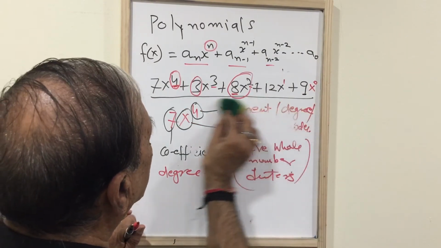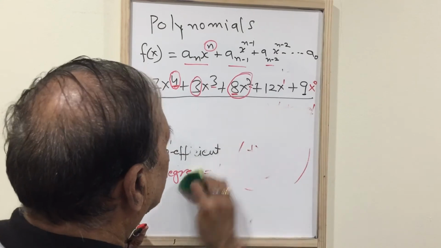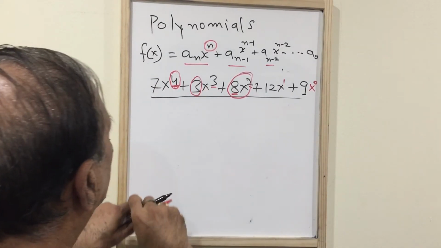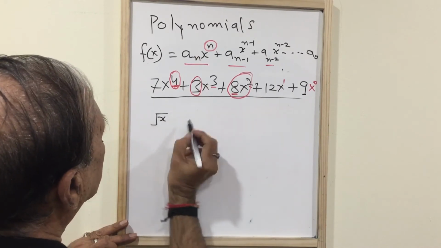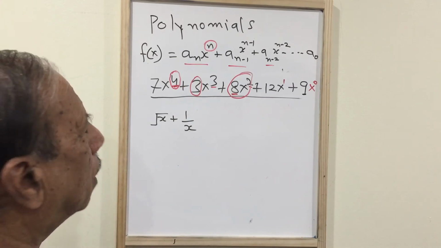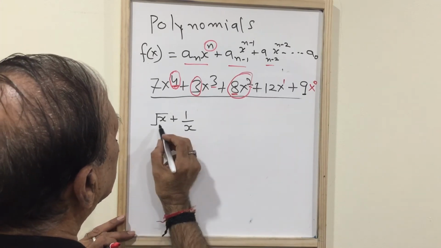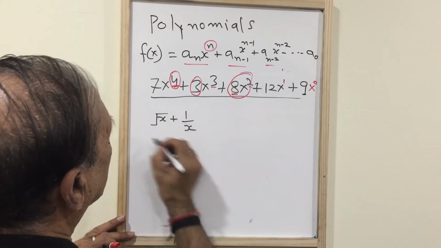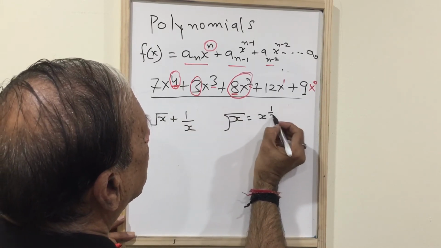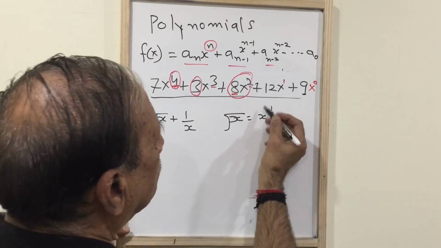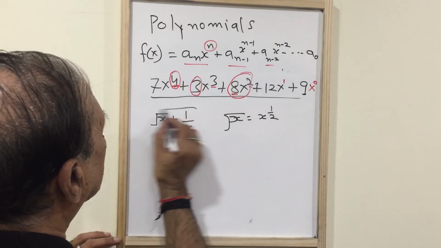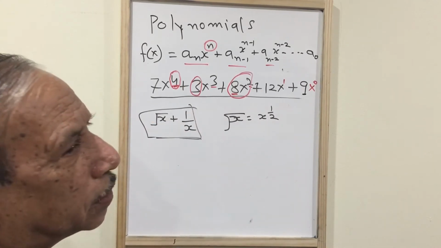I'll take an example. Suppose you have an equation, and in this equation you can see this x is under root. This is equal to x to the power 1/2, which is not a positive whole number integer. So that's why we cannot call this a polynomial. It's not a polynomial in that case.